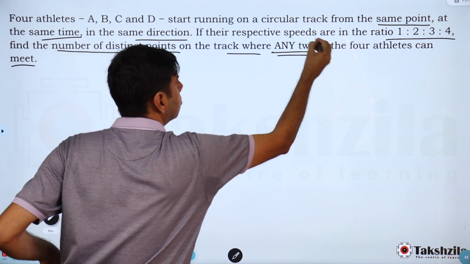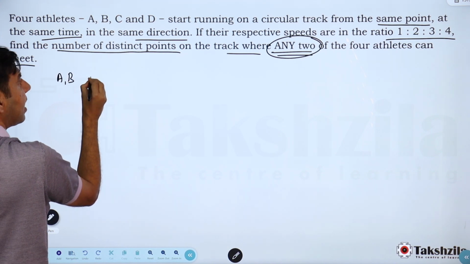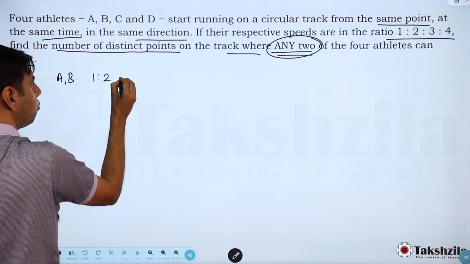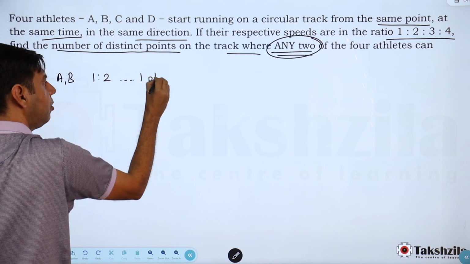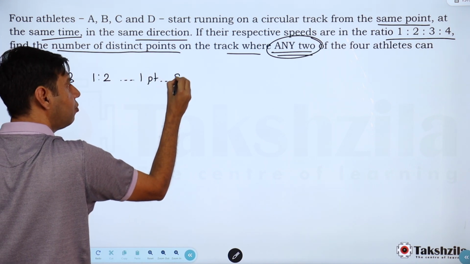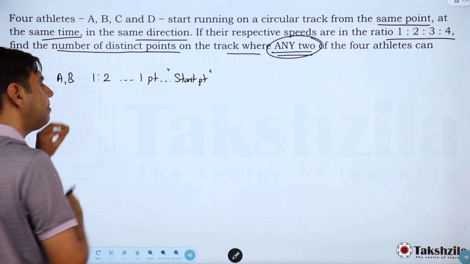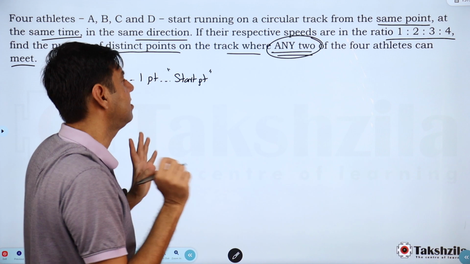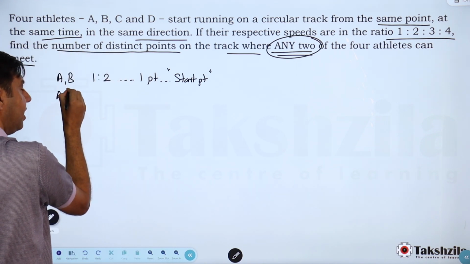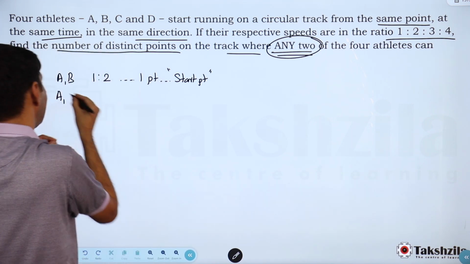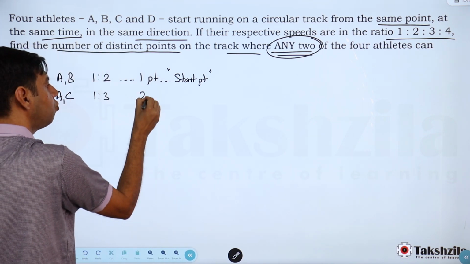So any two, so we take them pairwise, students. If I take A and B, the ratio of their speeds is 1:2, and because they are in the same direction, 1 point, they are going to meet only at 1 point, and this is going to be the start point. That's it. So A and B, if they keep running, the only point where they'll meet is the start point. If I take pairwise, I'll continue with A. I'll not go A, B, B, C, C, D. I'll continue with A, exhaust 1 and 3. So the difference is 2 points.